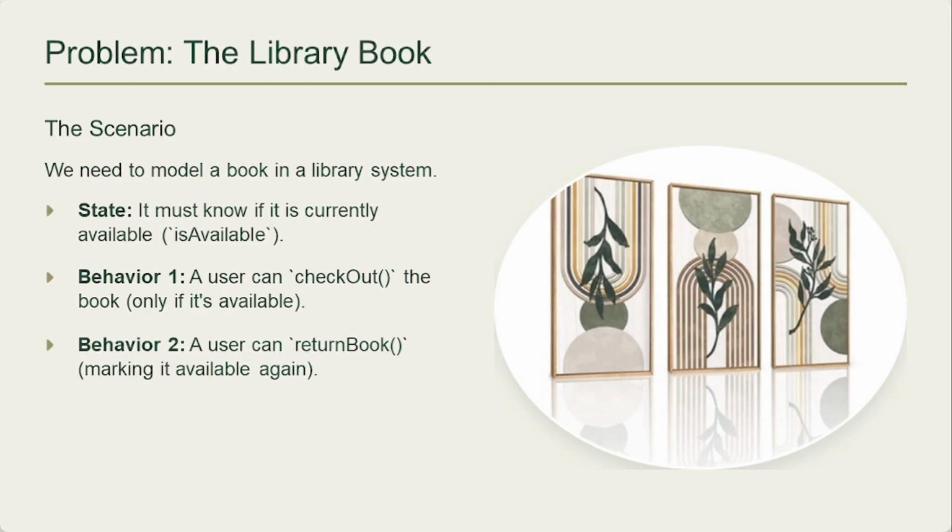We must know what its status is. Behavior one: a user can check out the book only if it is available. Behavior two: a user can return the book, marking it available again.